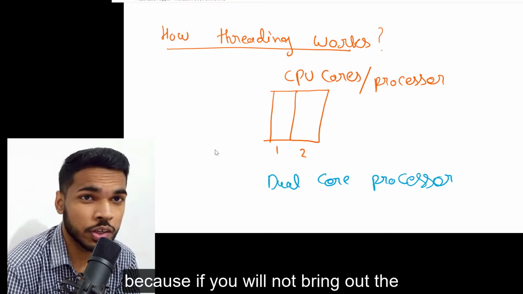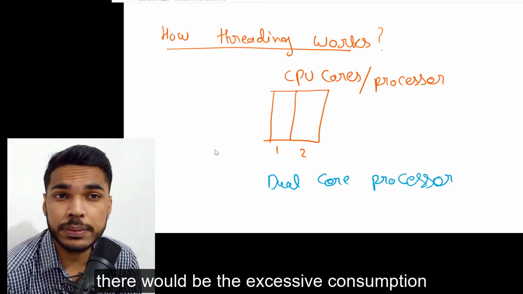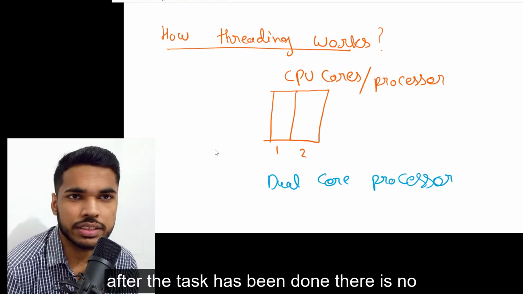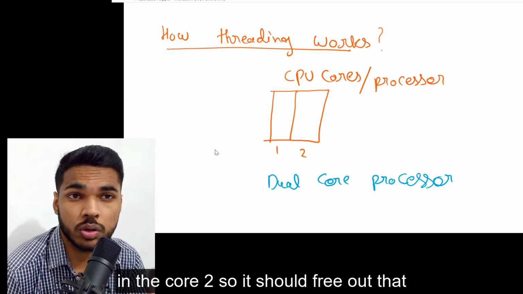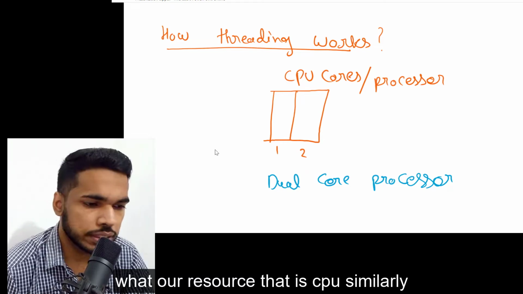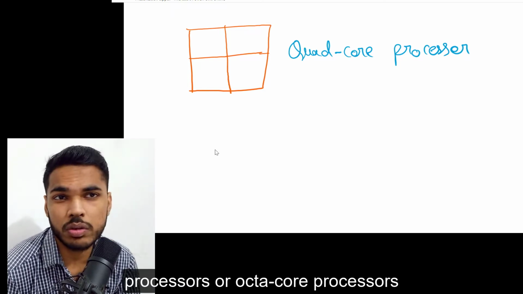Because if you do not bring the thread back to the main thread, there would be excessive consumption of resources, that is the CPU. After the task has been done, there is no requirement for the T1 thread to keep running on core 2, so it should free our resource, that is the CPU. Similarly, things work in quad-core or octa-core processors.